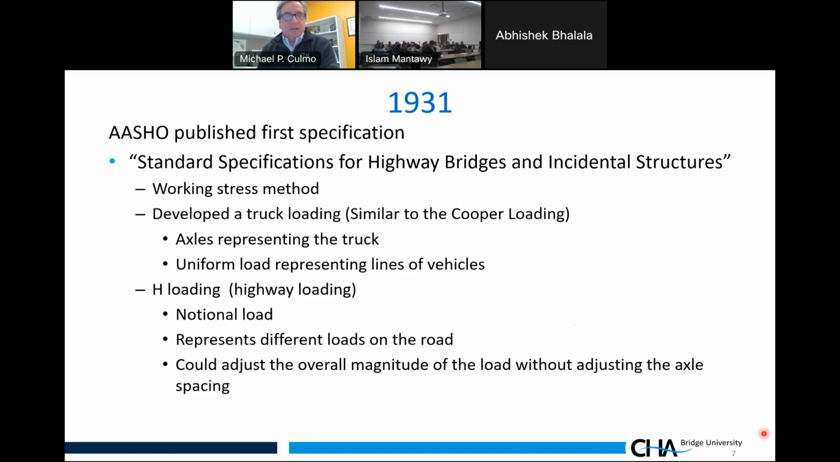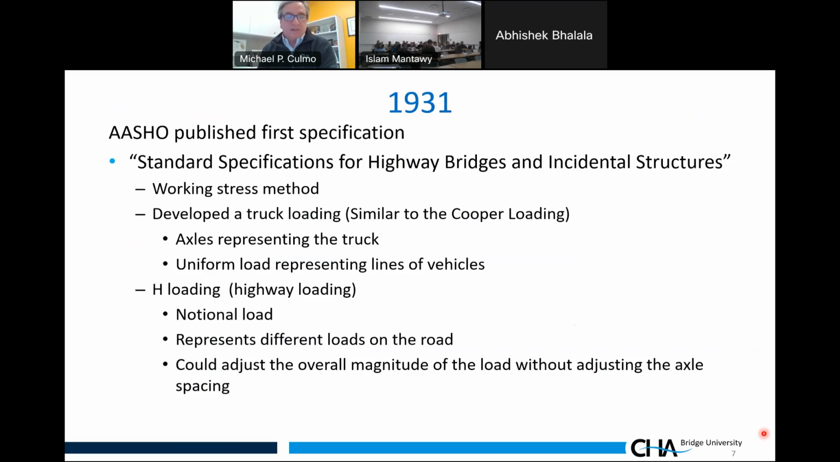In 1931, they developed a truck loading that was similar to the Cooper loading, with axles representing a truck and then a uniform load representing lines of vehicles on the bridge as well. That loading at that time was called an H loading. H stands for highway loading.